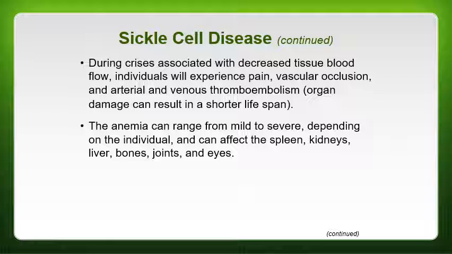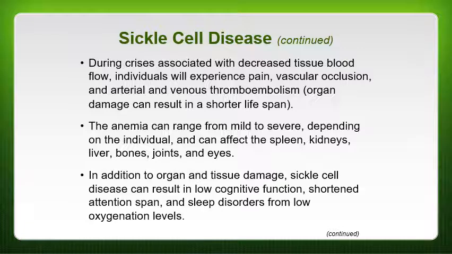The anemia that they experience can range from mild to severe, depending on the individual, and could affect various organs and systems in the body. In addition to organ and tissue damage, the individual can also experience low cognitive function, shortened attention span, and sleep disorders. That's because of the low oxygenation level. If the hemoglobin is in that sickle shape, it's not going to be carrying oxygen, so the oxygenation levels are going to impact the nervous system, which would cause some of these symptoms we're describing here.